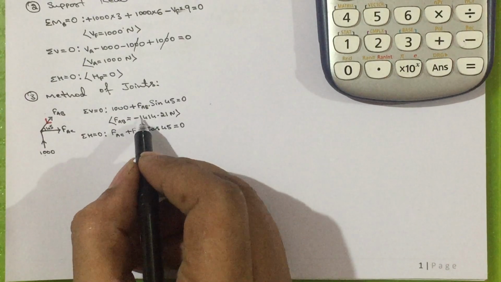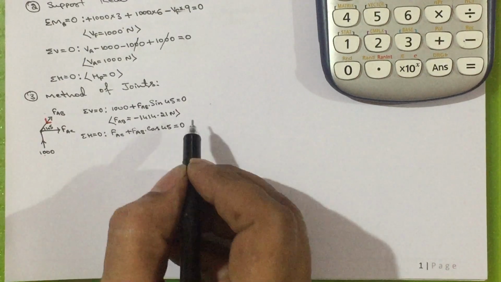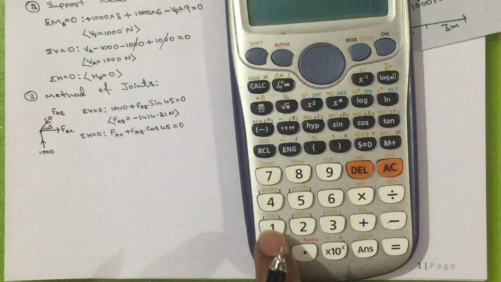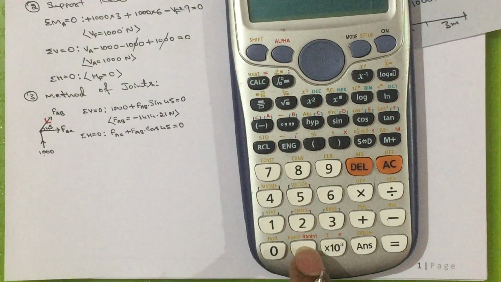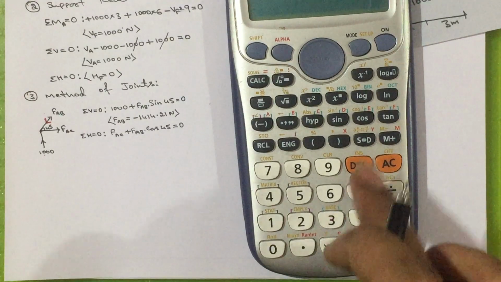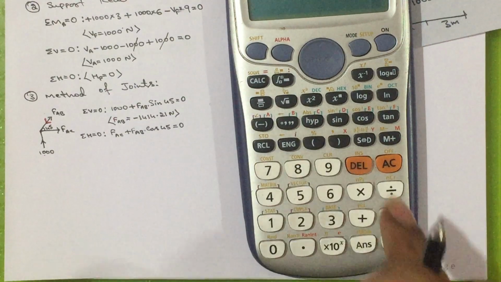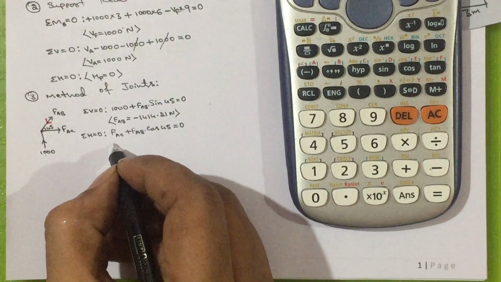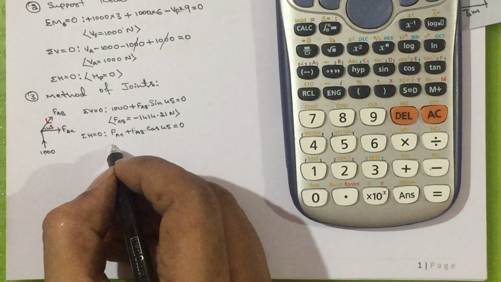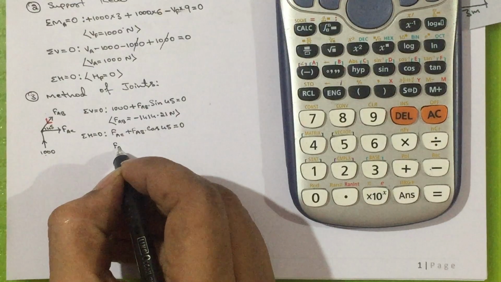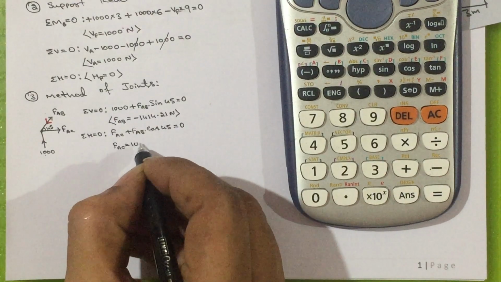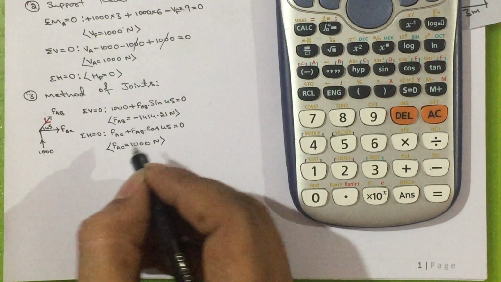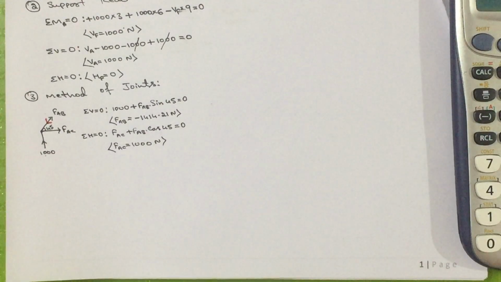So, FAB is minus 1414.21. If it goes to that side it will become positive. So, you are going to get 1414.21 into cos of 45 degree, that is 999.99, approximately equal to 1000. Therefore, FAC is equal to 1000 Newton. So, over. That is all.